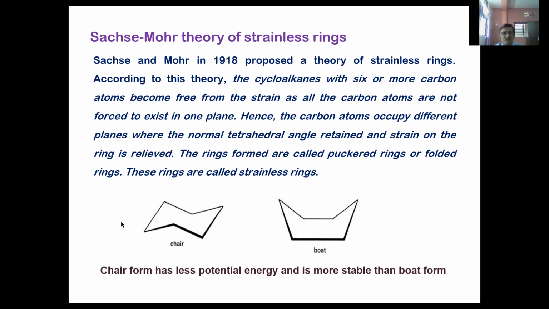Cyclohexane, normally we represent as a simple cyclic hexagon structure, but in fact it does not exist like that. It exists in puckered, twisted form. One is a chair conformation, another is a boat conformation. However, chair is more stable than the boat conformation. Later we can see why it is more stable.